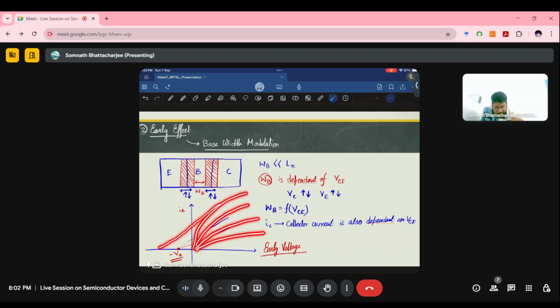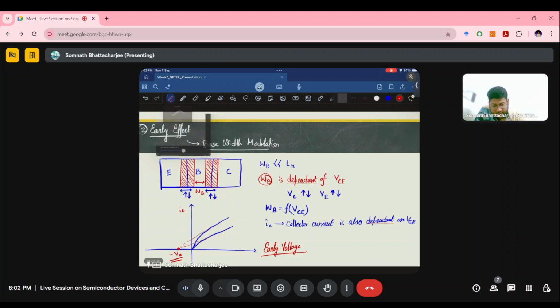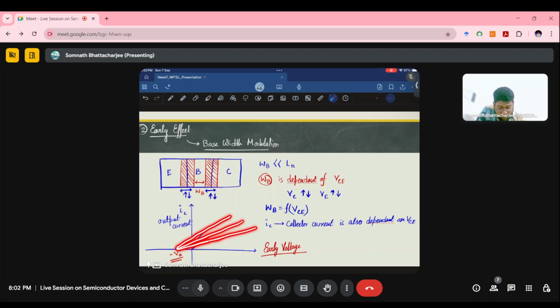And if we extrapolate the results, they will all meet at a certain negative voltage, let's say minus VA. So at this VA, it looks like there is a linear connection between this VA and the output currents. Let me now write it down. So this is IC, that is the collector current or the output current.